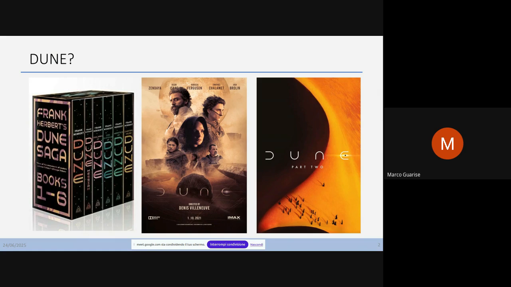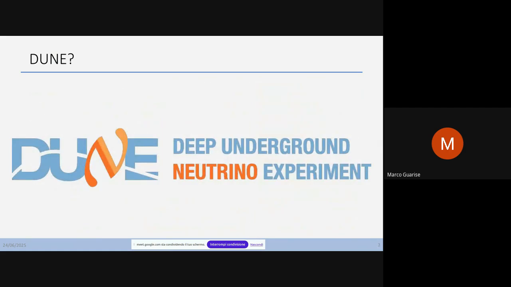But in order to avoid any possible misunderstanding, today we will not talk about this, but this Dune, which is an acronym that stands for Deep Underground Neutrino Experiment, and this is our logo. So you can see a dune here, and also the neutrinos, which are the so-called small particles of the title of the presentation.